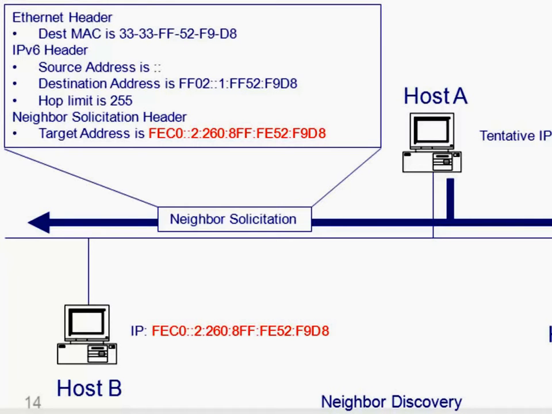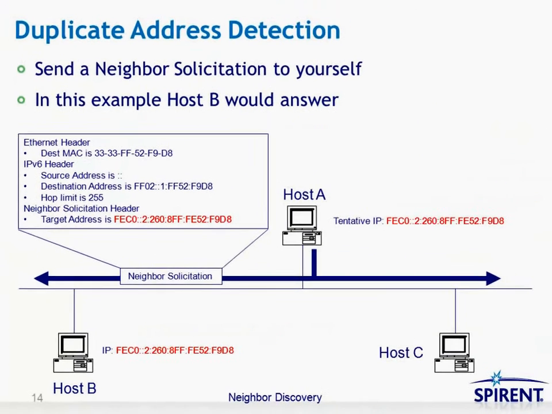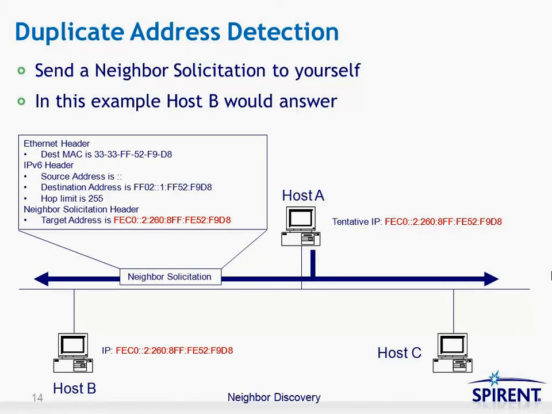In other words, somebody else is also listening to that destination multicast MAC address and looks at the target address in the neighbor solicitation header, and it is for them as well. And so they would respond, and you would determine that somebody else is already using the IP address that you've configured yourself.